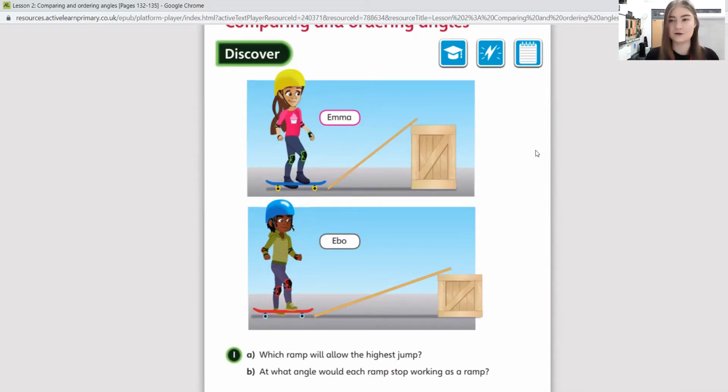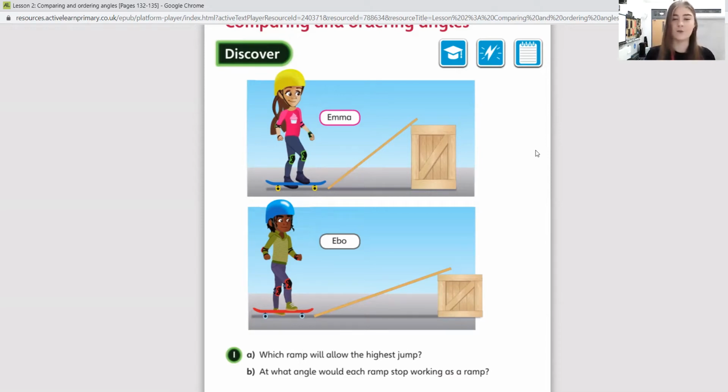Okay, I'm going to go through the answers now. So Emma's ramp is the ramp that would give the highest jump because it's a greater angle, so it will take her higher into the sky, and Evo's ramp is a little bit lower. Now, I've got a question for you, do you think you can tell me what kind of angle they are? Both of them are the same kind of angle. They are both acute angles because they are less than 90 degrees. So they are both acute angles.